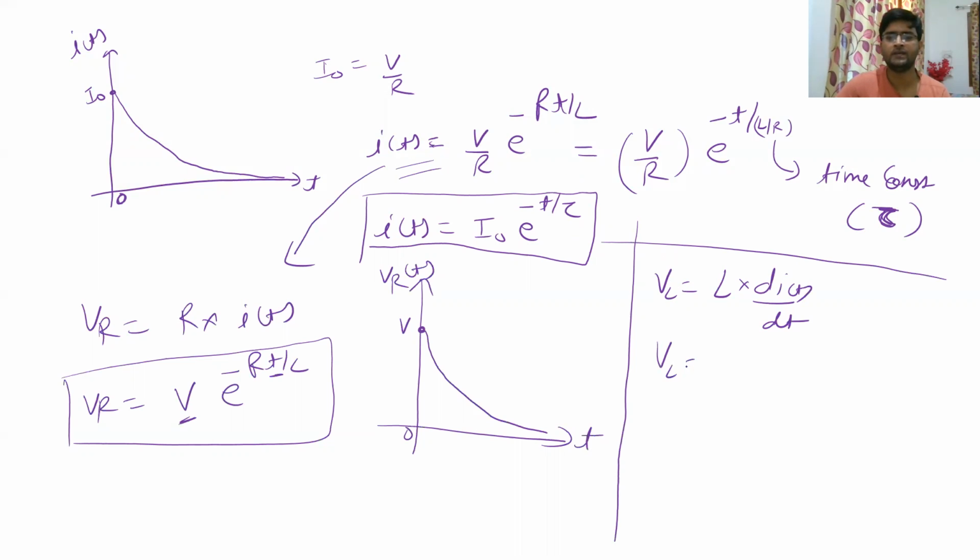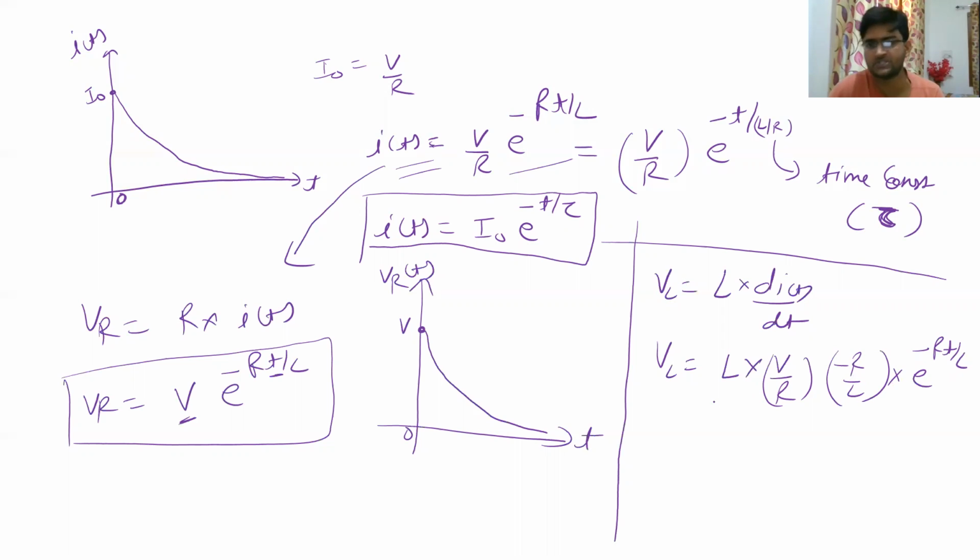So you will get VL is equal to L multiplied by V divided by R, which was I naught. And what will happen if you differentiate e to the power minus RT by L? You will get minus R by L outside, into, again, e to the power minus RT by L. I hope you know the basic differential equations, how you will differentiate any function, exponential function to be precise. So what will happen is this R and R will be cancelling out, this L and L will be cancelling out, and you will get VL is equal to minus V e to the power minus RT divided by L.